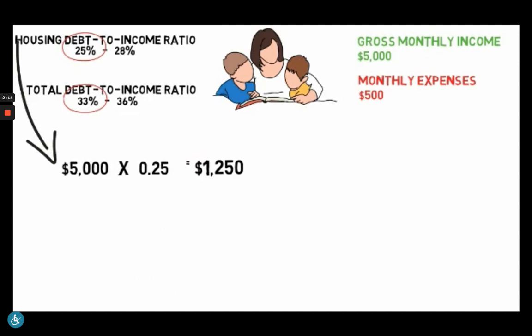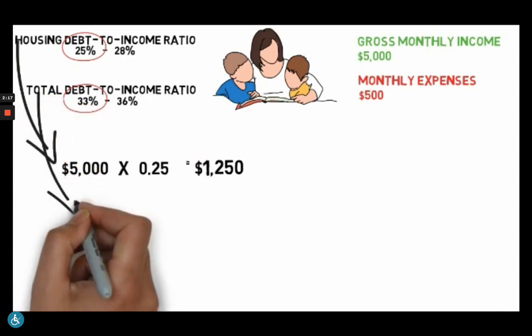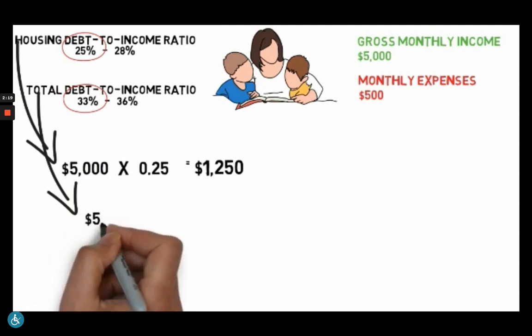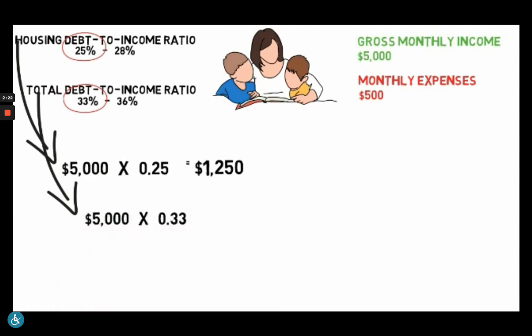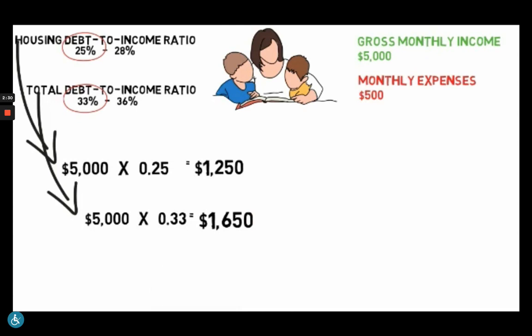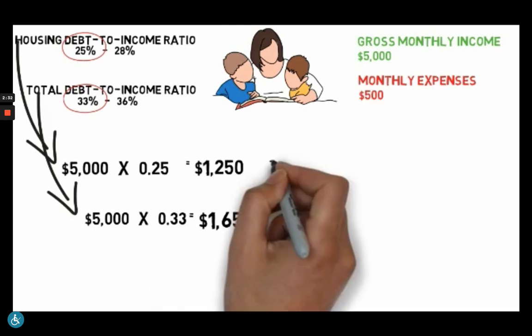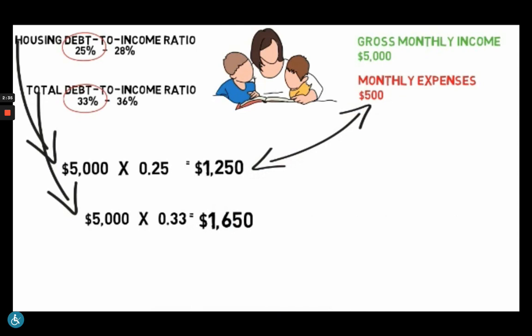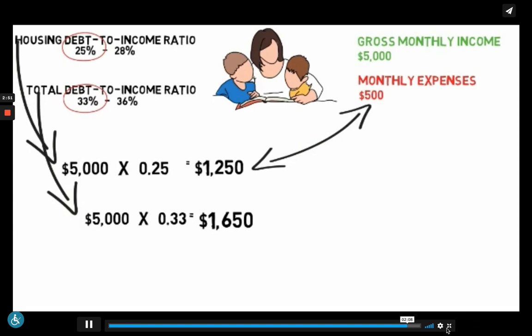But this is only part of the qualifying process. We want to make sure that they still fall within the total debt-to-income ratio. Take their gross income again and multiply by the total debt-to-income ratio of 33%, and we get $1,650. Looking at their monthly expenses of $500 and a maximum house expense of $1,250 per month does put them above the $1,650. Either cutting monthly expenses or keeping the house expense below $1,150 are options for this family. You'll find these formulas and others on your real estate math cheat sheet.